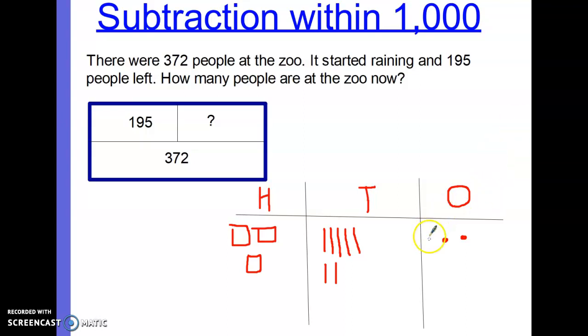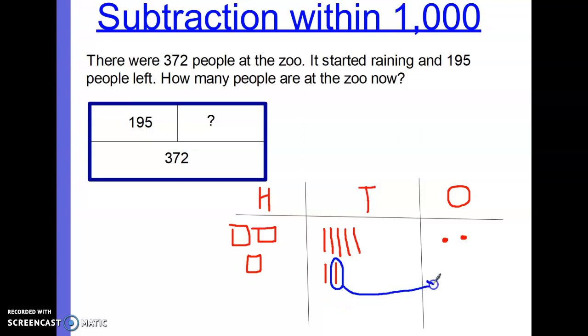So we're going to look at it. Can I take 5 away? No, I can't because there's only 2 ones. So what do I need to do? I have to come to my tens place. I'm going to get a 10. And I'm going to move it to the ones place.